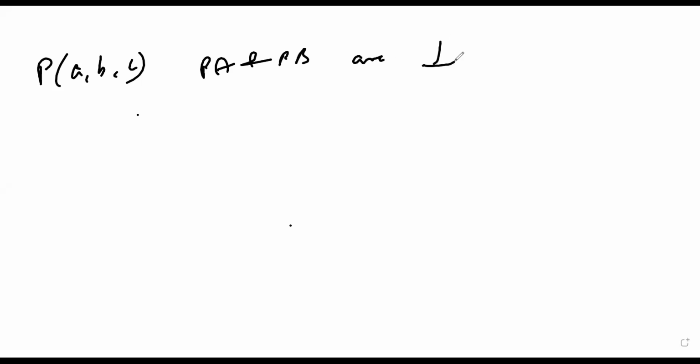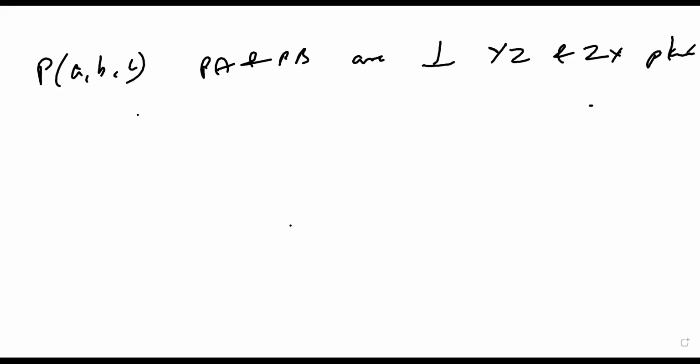In plane geometry, mostly we will use determinants. So here they are telling what P is and what ABC is, and PA and PB are perpendicular to what planes? Sorry, YZ and ZX planes. YZ in the sense X is 0, correct?